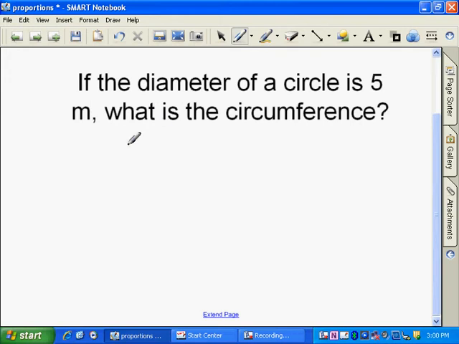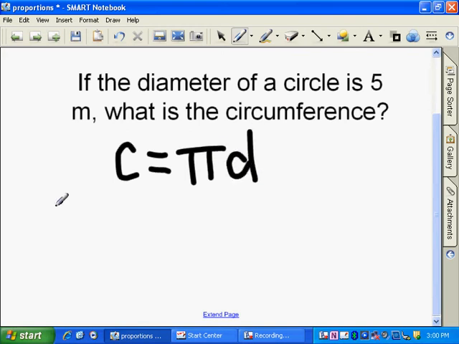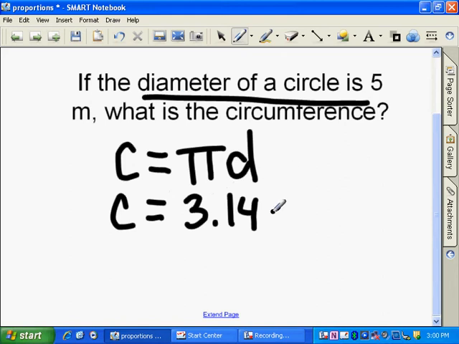Okay, so I'm going to write the formula. Since we're finding circumference, I'm going to use the circumference formula, which is C equals pi d, for circumference equals pi times diameter. And then the next step is to go in and plug in what I know. I don't know circumference, so I'm going to leave that as a variable. I know that pi is 3.14, because we just talked about using that value. And then the diameter, it even says right here, the diameter is 5 meters. So I'm going to use 5 for my diameter.